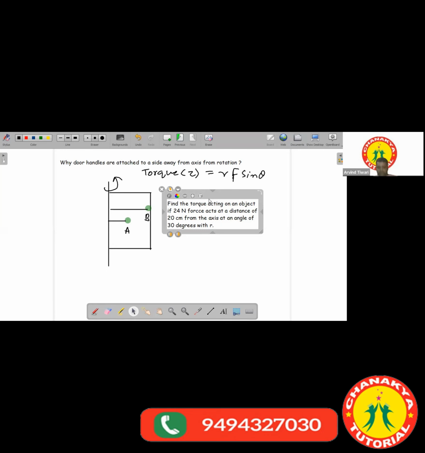Can you find out the torque, Dhananjay? So the distance needs to be in meter, right? Yes, so convert it in meter and obtain the answer.